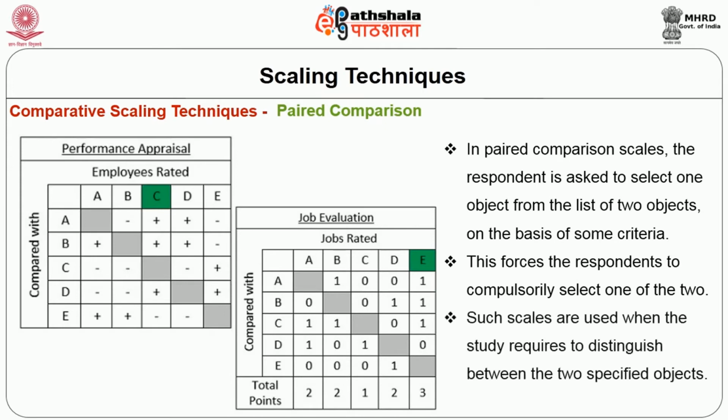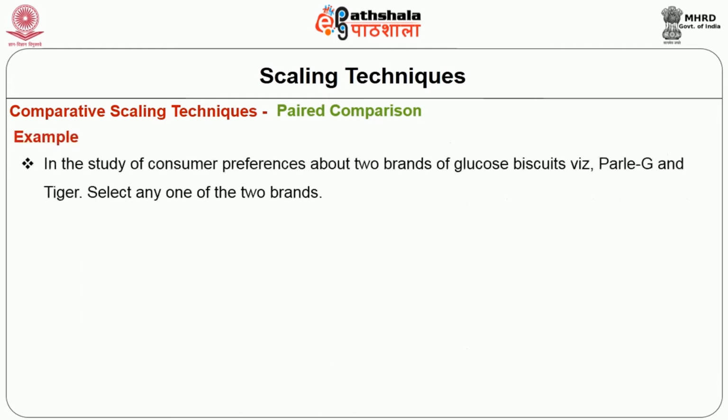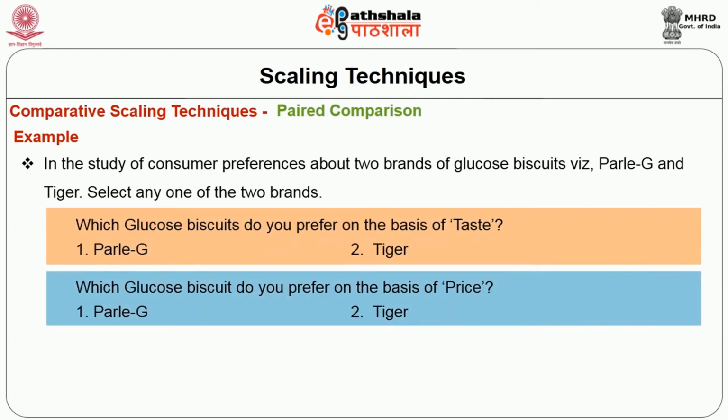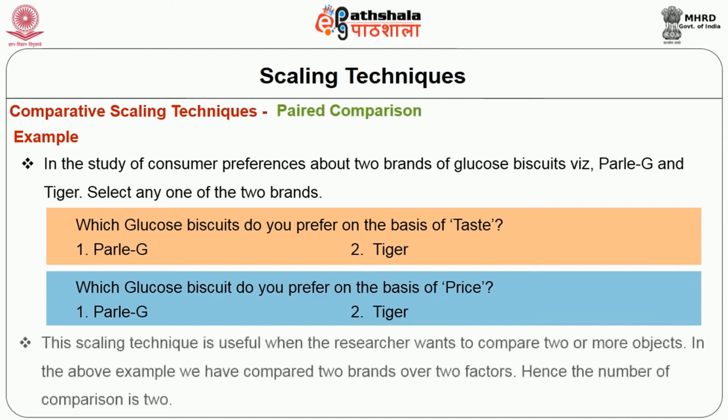Such scales are used when the study requires distinguishing between two specified objects. For example, in the study of consumer preferences about two brands of glucose biscuits, namely Parle-G and Tiger, select one of the two brands. Which glucose biscuit do you prefer on the basis of taste, on the basis of price? This scaling technique is useful when the researcher wants to compare two or more objects. In the above example, we have compared two brands over two factors, hence the number of comparisons is 2.